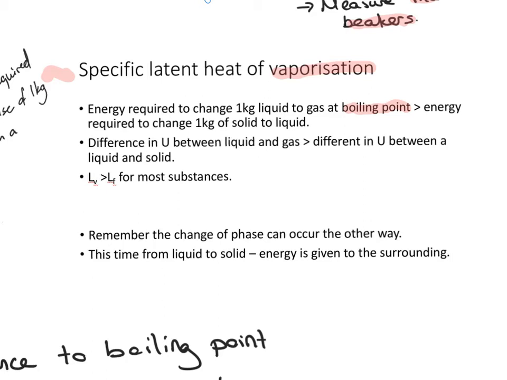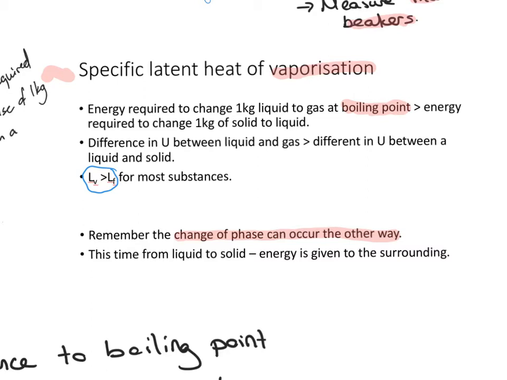You need to actually remember that the change of phase can occur the other way around, so boiling point or condensing point. And at this point, it's a good opportunity to talk about which of the two latent heats is usually higher and why, because you will need to know about that. So what we have is latent heat of vaporization is always bigger than the latent heat of fusion for most substances.